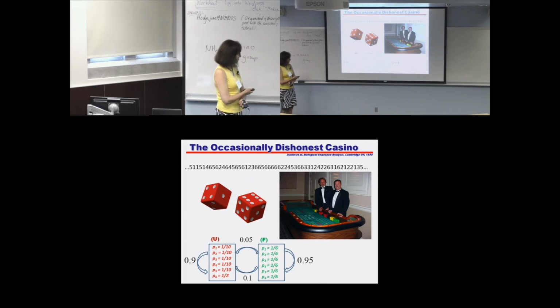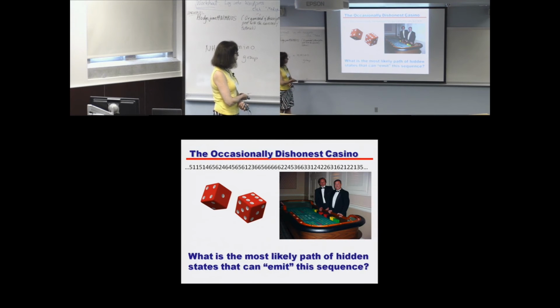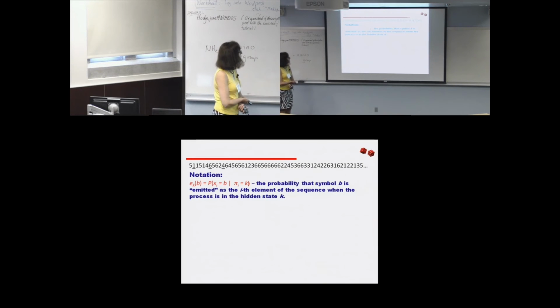You don't have to switch between the dice with the same probability. You can define your transition matrix here for this Markov chain any way you want, but it makes sense for those guys here to be low. This one has a uniform distribution. That's the fair die. This one has a really high probability for rolling a 6. And we want to know the most likely path of hidden states that can emit a sequence of numbers from 1 to 6. All right.